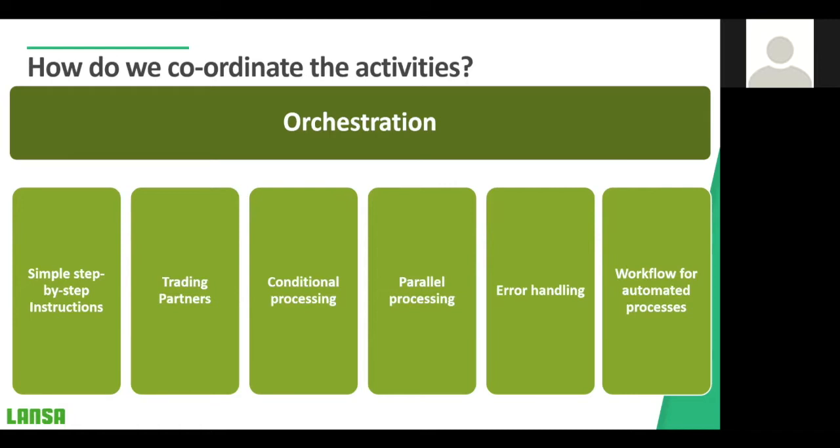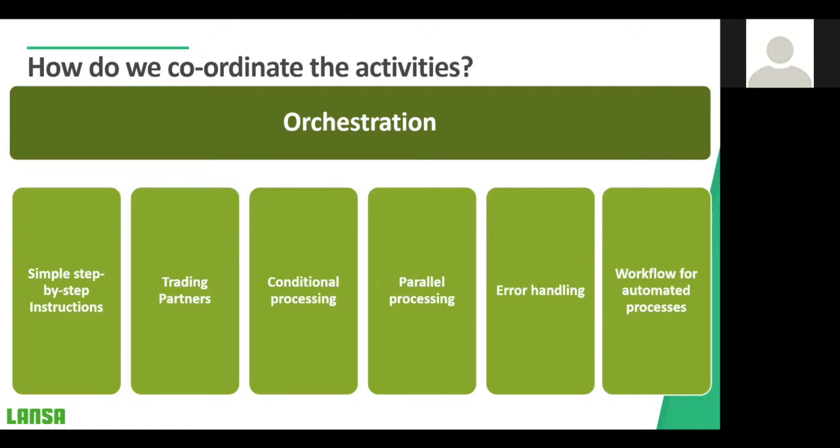We have these ideas of trading partners. Now, these can be sources of information, whether they're internal or external. They don't have to be external trading partners. It could be internal systems. We can do conditional processing. And I'll show you an example of that when we get on to the actual demonstration.